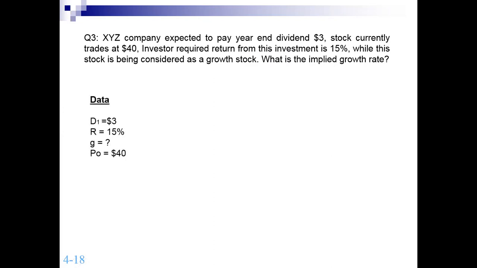This is the data which is available. Look, why are we saying that this one is D1? Why is the symbol changing, why is it not D0? R is 15%, as given here: the investor's required return from this investment is 15%. Currently trading at 40, so I'm taking this as P naught. And the question is interested in finding the growth rate.